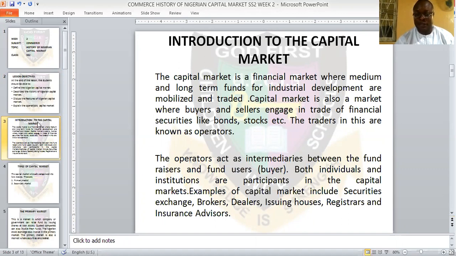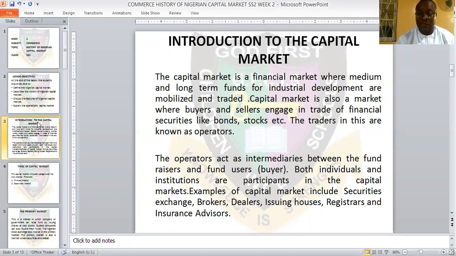Introduction to the capital markets. The capital market is a financial market where the medium and long-term funds for industrial development are mobilized and traded. In this type of market, long-term funds simply means the industrialists are allowed to obtain long-term capital and pay it back as and when due.